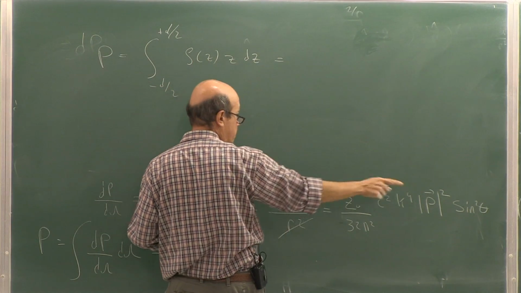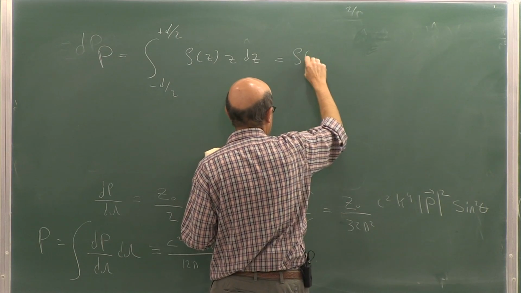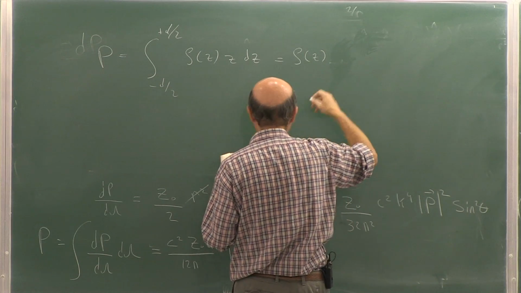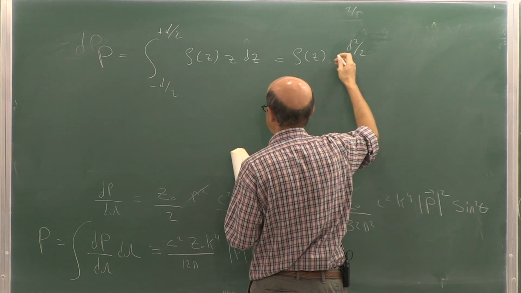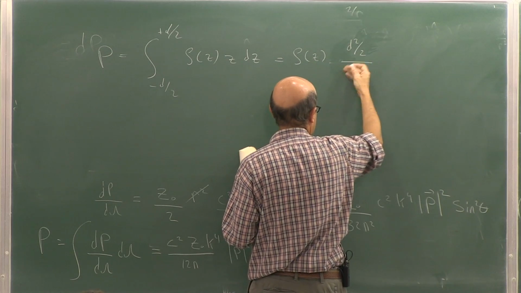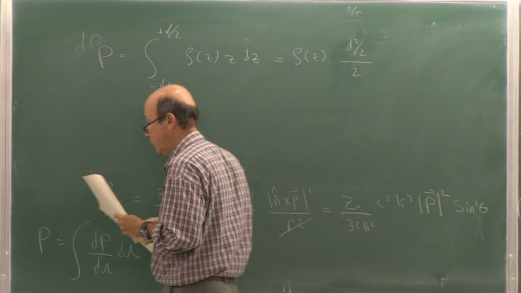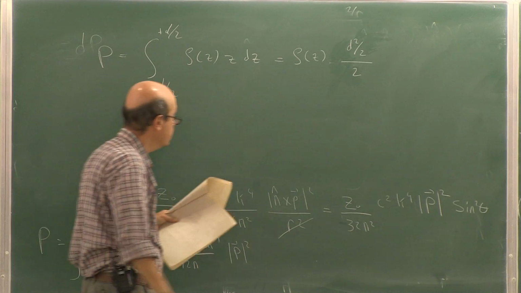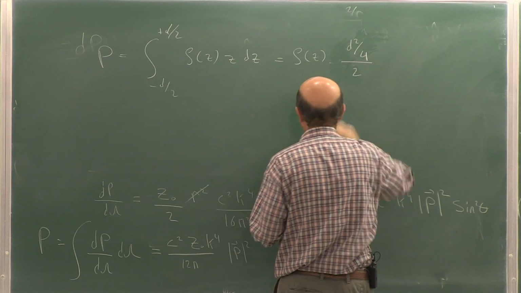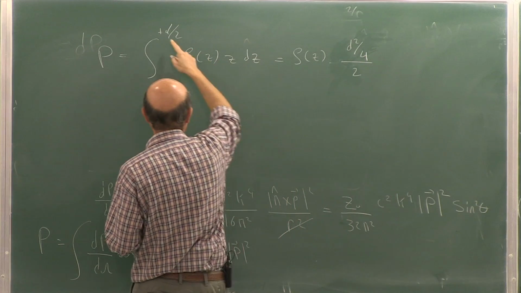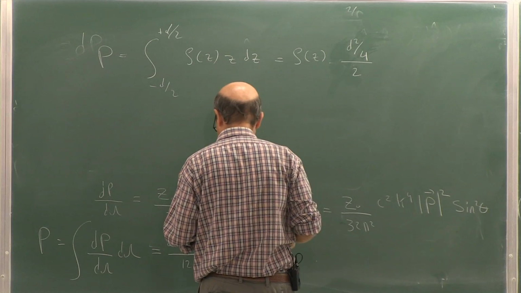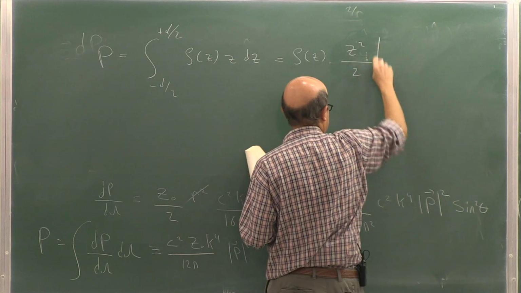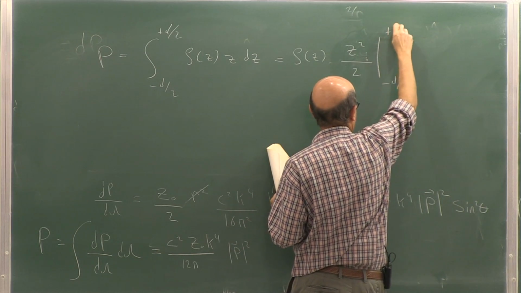Rho is a constant, positive or negative, and if you take the integral, you will get rho times z square over 2. Then you put in z equals d over 2, giving d square over 4. Actually this should be d over 4. Let me write it in that form: z square over 2, from minus d over 2 to plus d over 2.